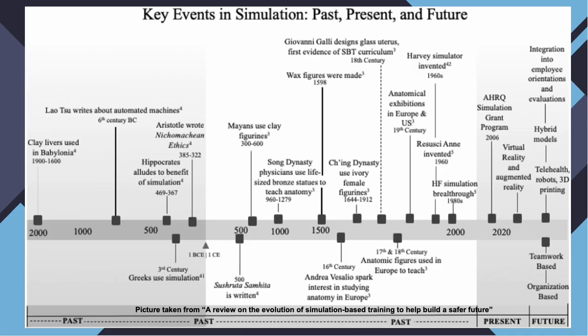On this slide before you right now are key events in simulation, past, present, and future. Now, we can go back many, many years ago where they actually found stone carvings of human form dating back between 24,000 and 22,000 BC. In 1900 to 1600 BC, Babylonian clay livers were discovered and believed to be used to determine the outcome of illness. In the 6th century BC, Lao Tzu wrote about automation machines, which he described as being made of wood, leather, and glue that could walk, sing, gesture, and wink.